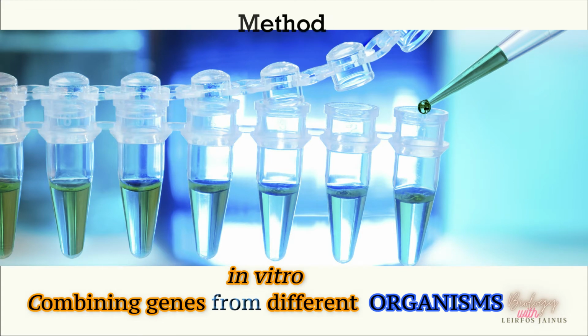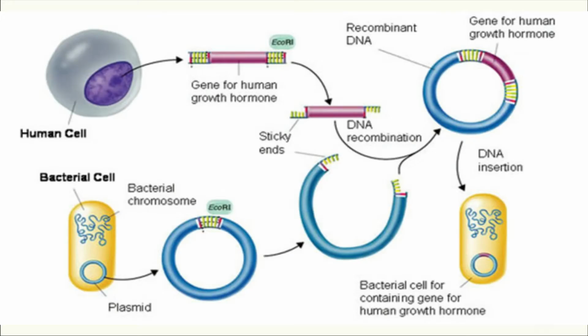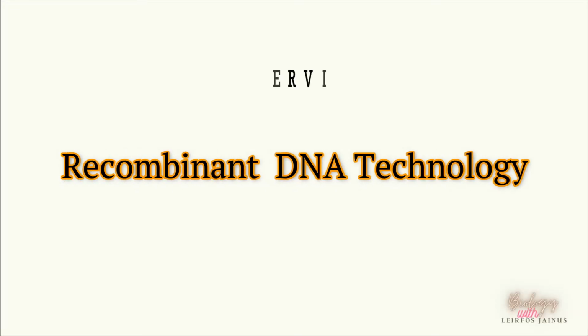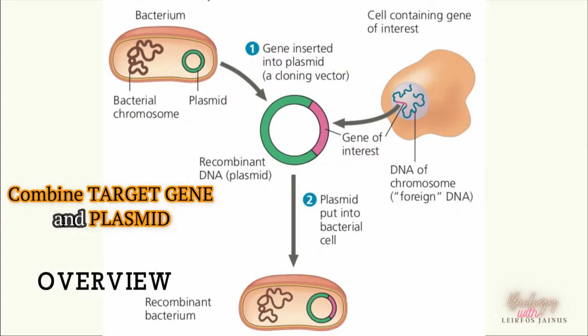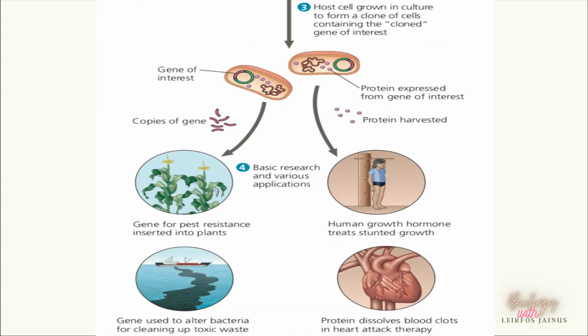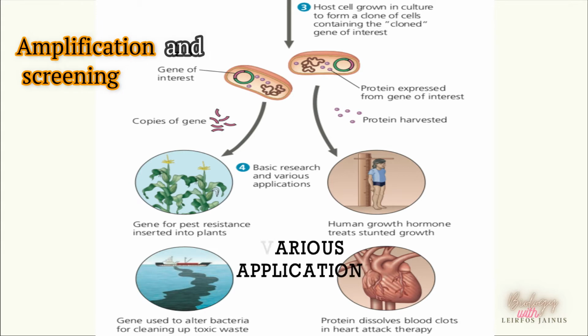Recombinant DNA technology will combine genes from different organisms in vitro or outside of the cell of living organism. Generally, in recombinant DNA technology, we transfer specific target gene into a vector such as plasmid, and then this plasmid will be uptaken by bacteria, and then the bacteria later on able to produce protein that we want.